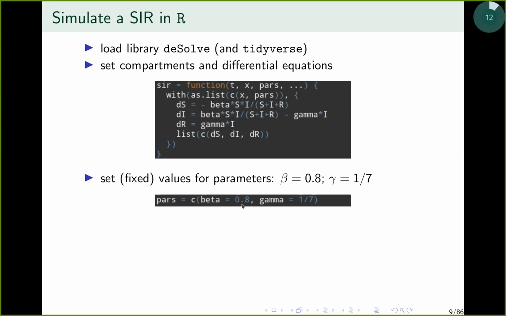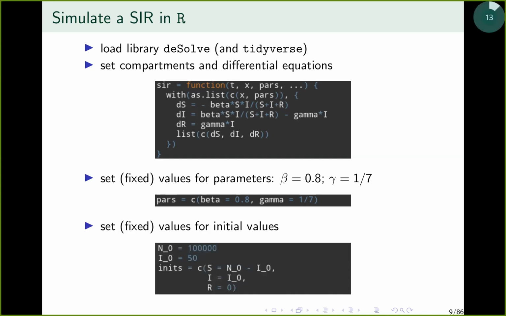Then you select the value of the parameters. So let's pick beta 0.8 and gamma 1/7. As I said, gamma is 1 over the infectious period. So it means you assume that on average you stay sick for 7 days. And you have to set the initial values. So here I just put 100,000 people, 50 infectious people at start. And then you can just compute the initial values for every compartment. So 50 will be here. Everyone above 50 people will be susceptible and nobody is recovered.